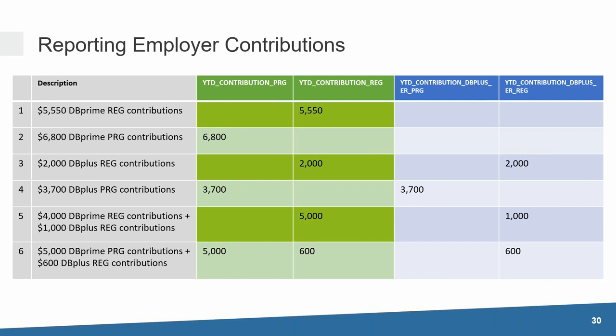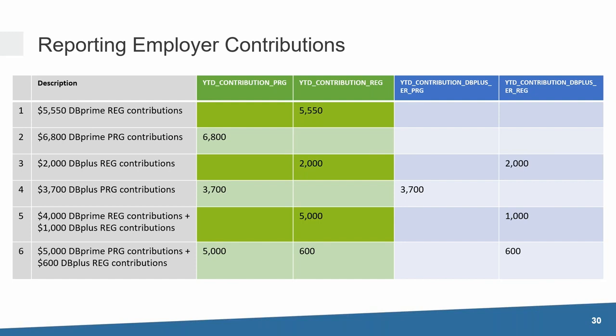Next, examples 3 and 4 represent members who only have DB Plus contributions for that year. As employee and employer contributions are matched under the DB Plus provision, you can see the appropriate columns used in the table. But what if a member had both DB Prime and DB Plus contributions during the year? Example 5 shows how the contributions can be reported on the import file.